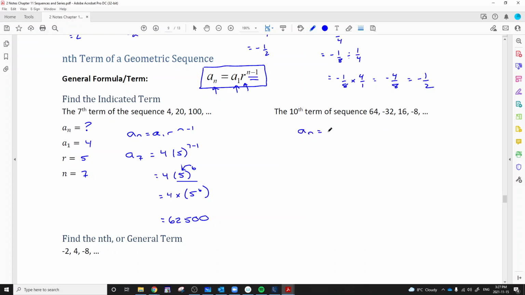All right, pause the video, and I want you to find the 10th term in this geometric sequence. So I'm going to start with that general formula. I'm finding the 10th term this time, so n is 10. The first term in this sequence is 64. The common ratio would be -32 over 64. You want to put that in lowest terms, so 32 goes into both, so it'd be -1/2. So I'm going to put in -1/2 to the n minus 1, so to the 10 minus 1. Now I've got 64 times -1/2 to the exponent 9.